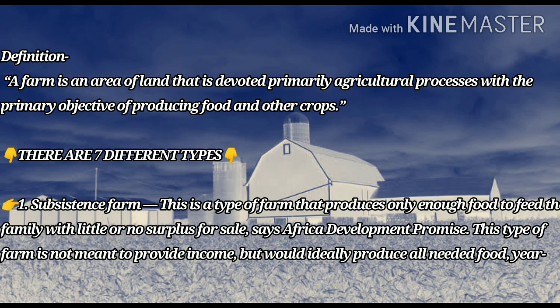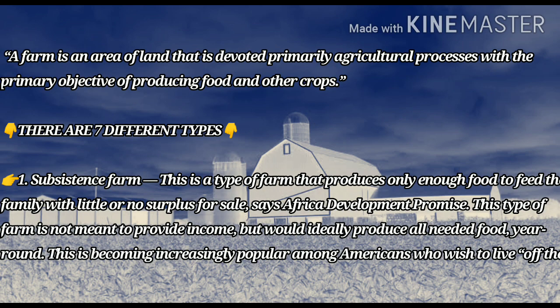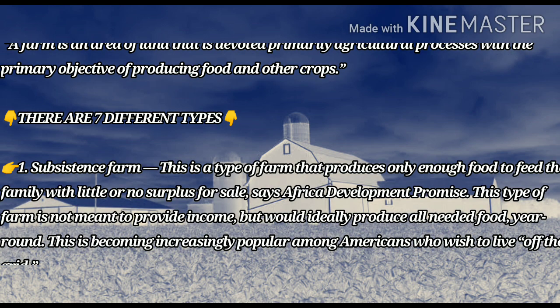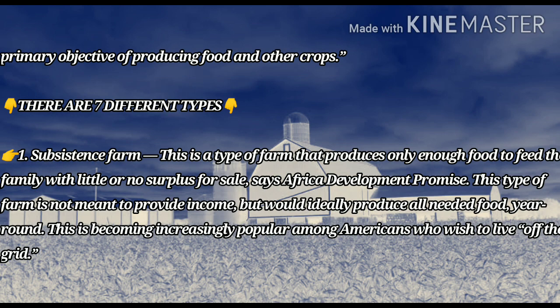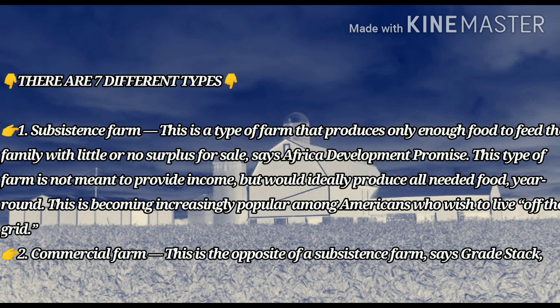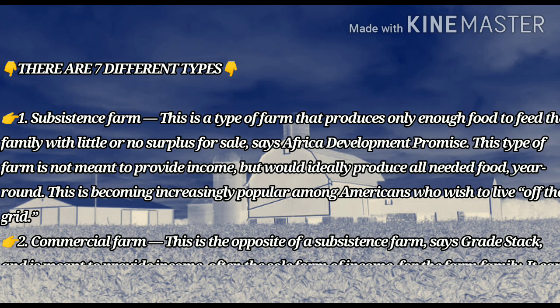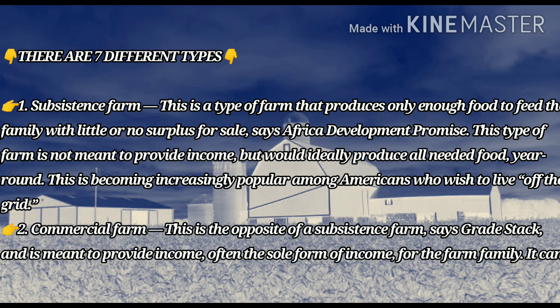1. Subsistence farm. This is a type of farm that produces only enough food to feed the family with little or no surplus for sale, says Africa Development Promise. This type of farm is not meant to provide income, but would ideally produce all needed food, year-round. This is becoming increasingly popular among Americans who wish to live off the grid.